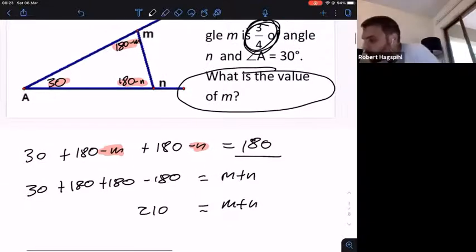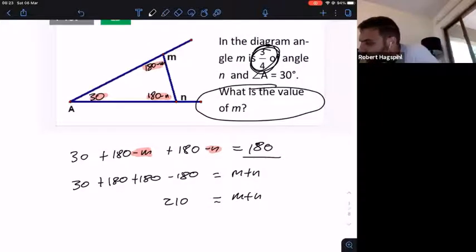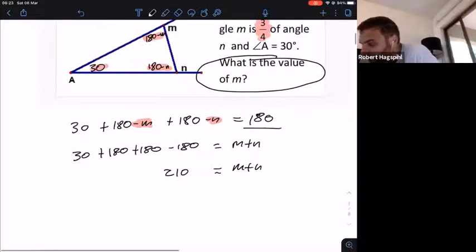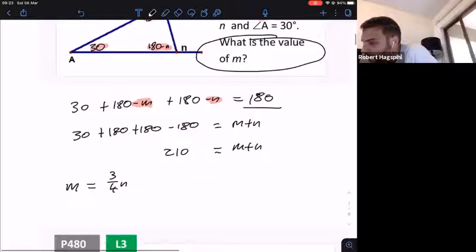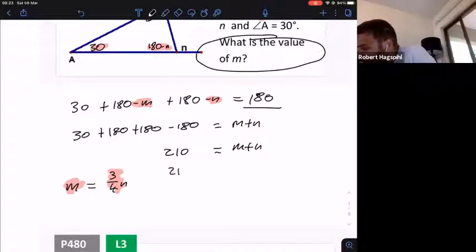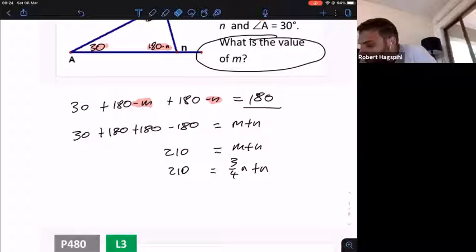Okay. So now I've set up an equation, and I've used the information that they've given me on the sketch. But the one thing that I haven't used yet is that m is 3/4 of n. So I can say m is 3/4 of n. And so I'm just going to go back to this equation, and wherever I see m, I'm going to replace it with 3/4 of n. So I'm going to get 210 is equal to 3/4 of n, because that's what m is, plus n. And now this is just an equation.